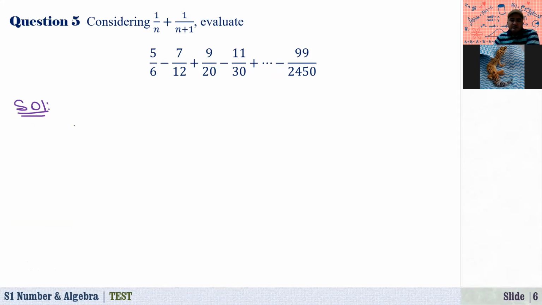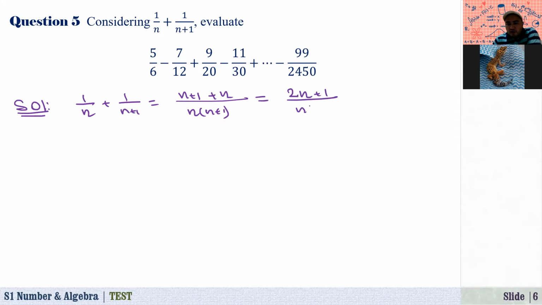Again, in this question, consider this 1 over n plus 1 over n plus 1. What is it? The common denominator is the product of two consecutive integers. Here we have n plus 1 plus n, or if you simplify this, 2 times n plus 1 over n times n plus 1. Okay, so let me label this one by s and continue from here.